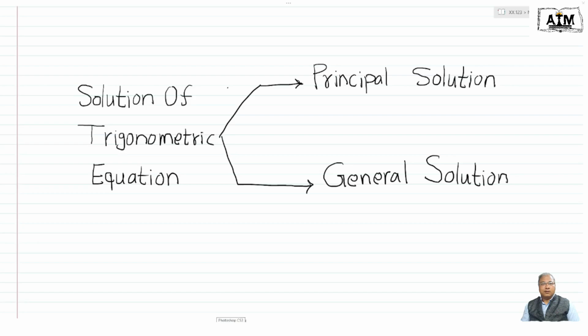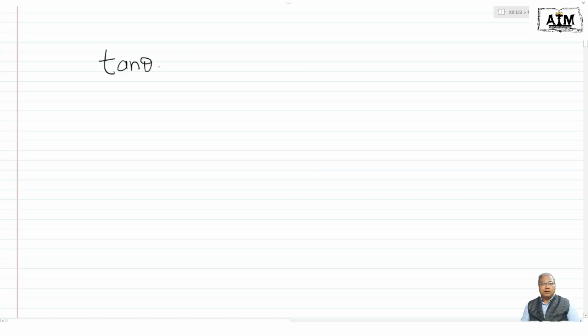Solutions of trigonometric equations are of two types. One is a principal solution and another one is a general solution. Tan theta is a trigonometric function. Cot theta is a trigonometric function. Sec theta is a trigonometric function. Similarly, sin theta is also a trigonometric function.